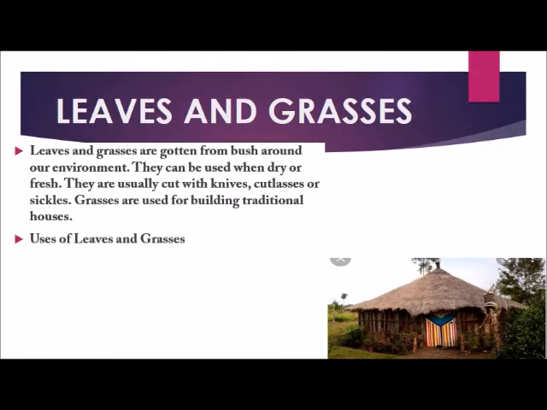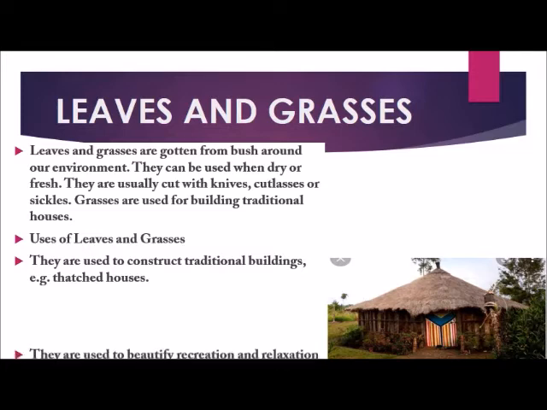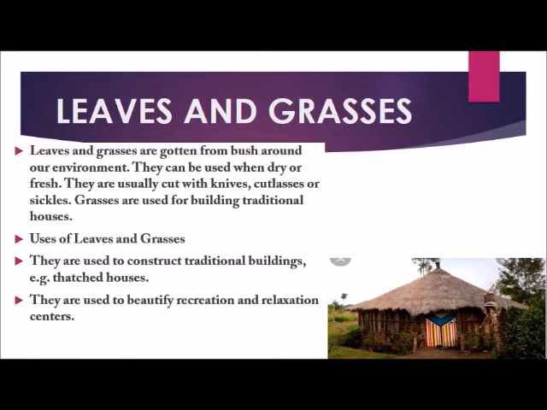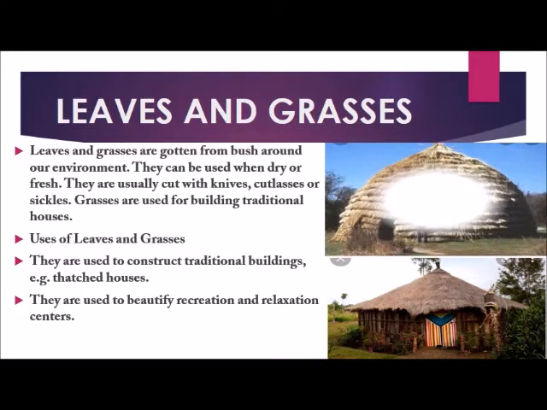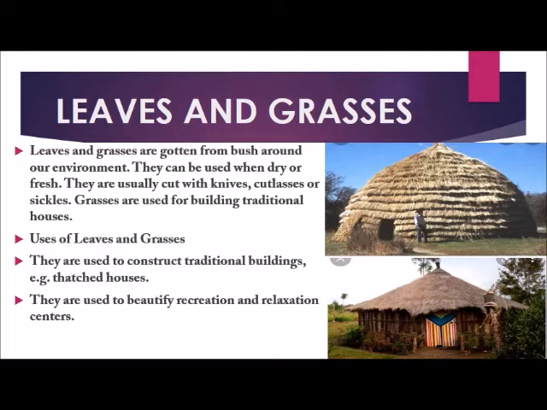Uses of leaves and grasses: 1. They are used to construct traditional buildings, e.g. thatched houses. 2. They are used to beautify recreation and relaxation centers. At the right side of the screen is a diagram of some houses that were built with leaves and grasses.